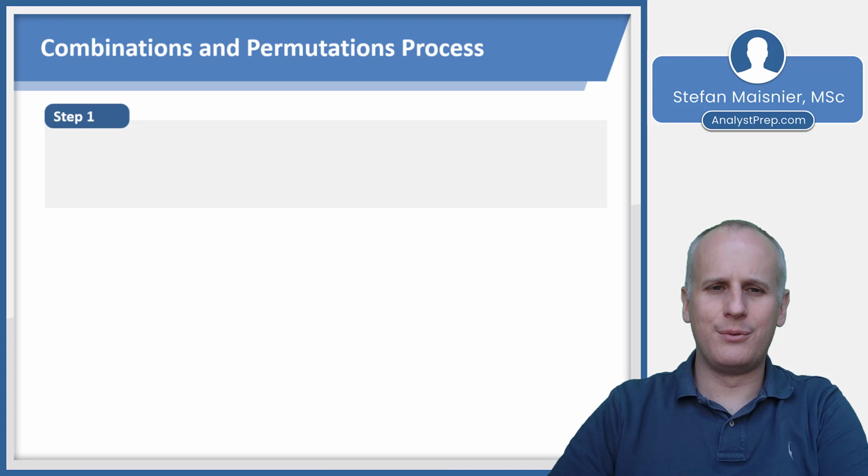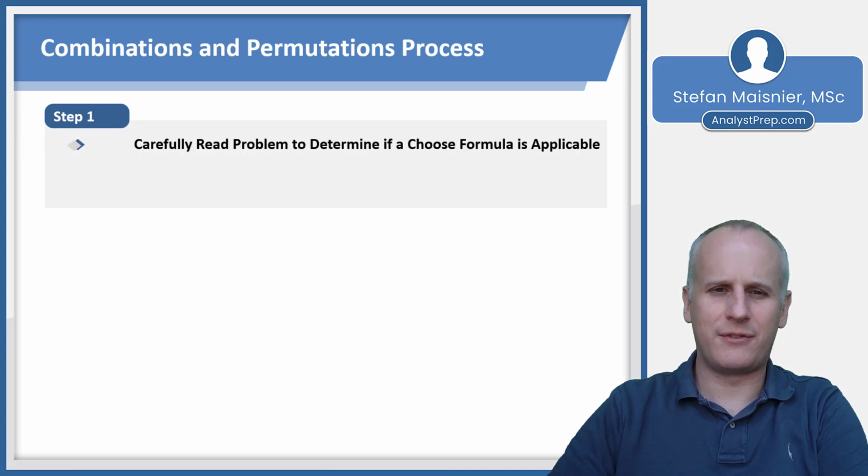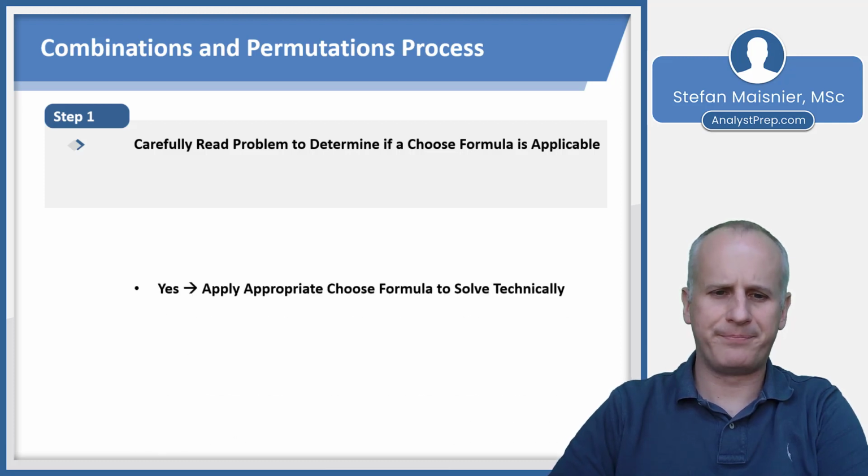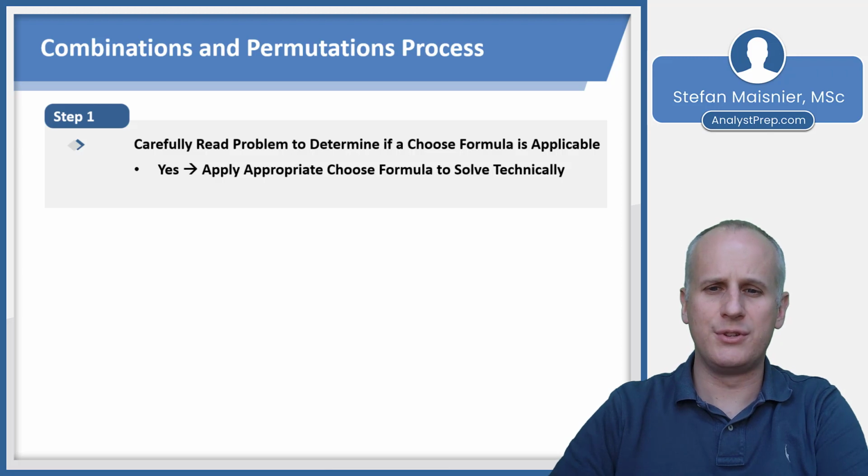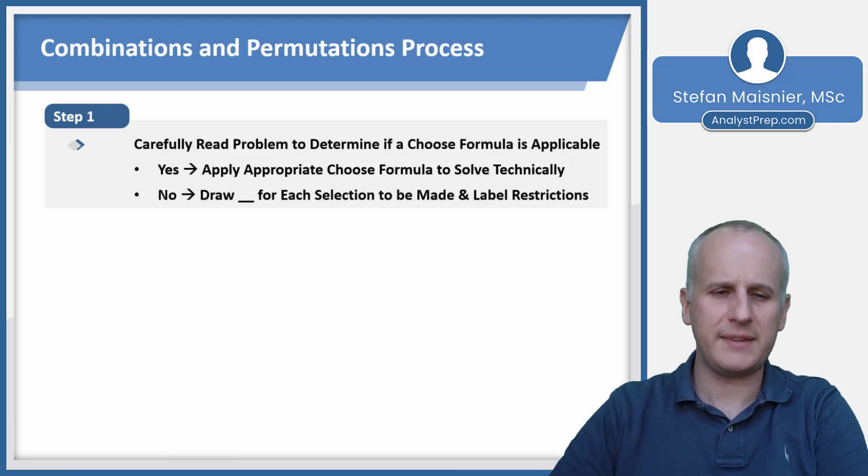So, working through the combinations and permutations process. First, carefully read the problem to determine if a clear and definitive choose formula is applicable. If the answer is yes, go ahead and use the formula to solve technically. If the answer is no, you'll draw the spaces for each selection to be made and label the restrictions.